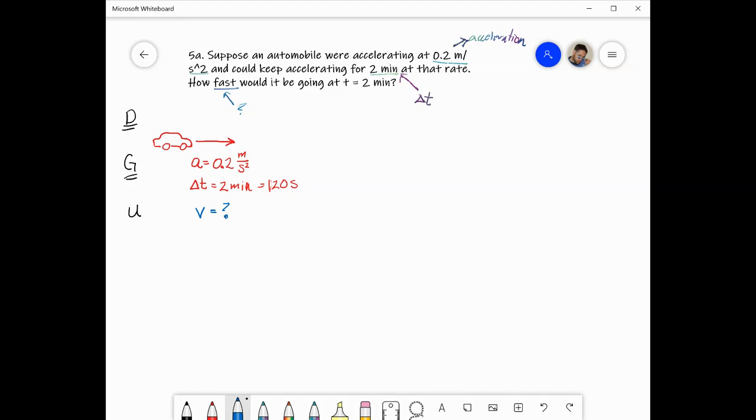I could also put this in as a delta V, but it's the same idea here. The how fast I'll be going after a certain amount of time. So I'm speeding up from whatever I was to what I am now. So we can use either a delta V or we could just leave it as a V. Either one works at this point. So now I've got my DGU. Now I need my equation.